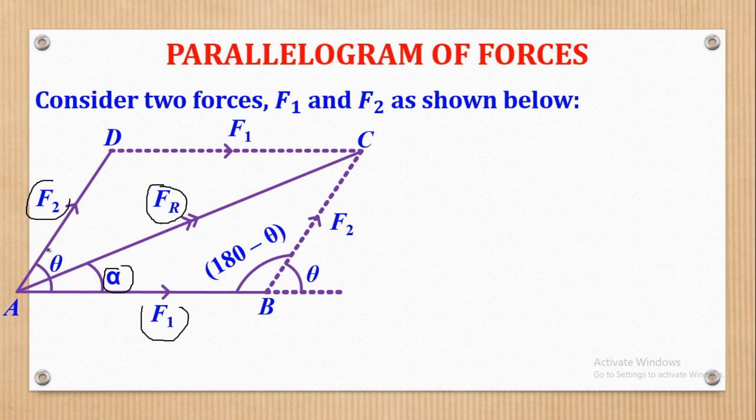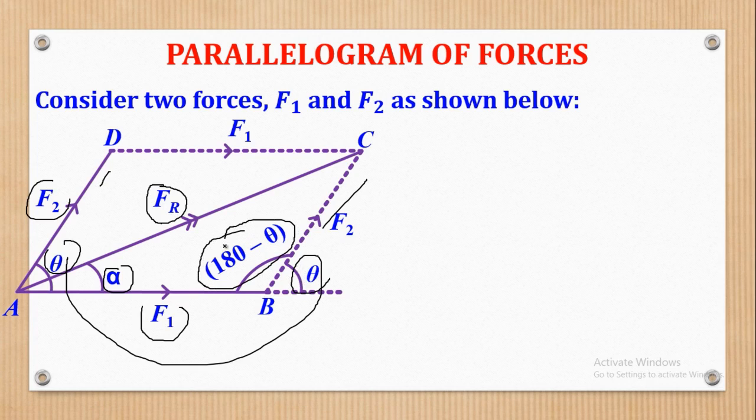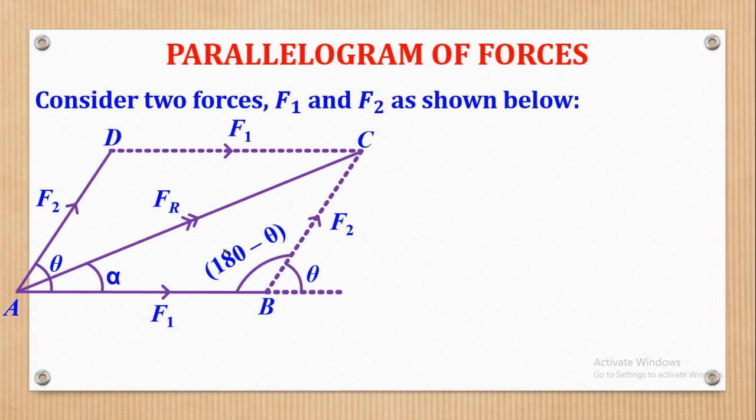Then this theta is the same as this angle here because they are corresponding angles, since these are parallel lines. Then because this is theta, and angles in a straight line add up to 180, here we have 180 minus theta. So we have completed our parallelogram, and now we can use it to find the magnitude and direction of the resultant force FR and alpha.